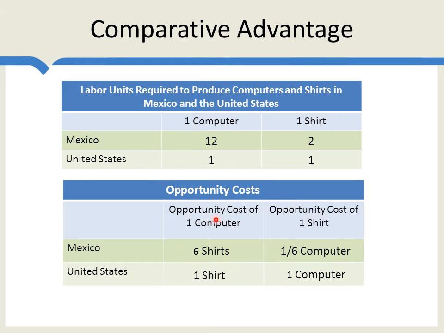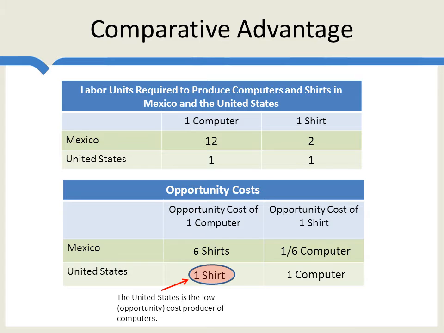And now it's actually pretty simple, because what the theory of comparative advantage says is that you should produce what you can produce at lowest cost. So who here has the lowest cost of producing a computer? The lowest cost of producing a computer is the United States. The United States is the low opportunity cost producer of computers.